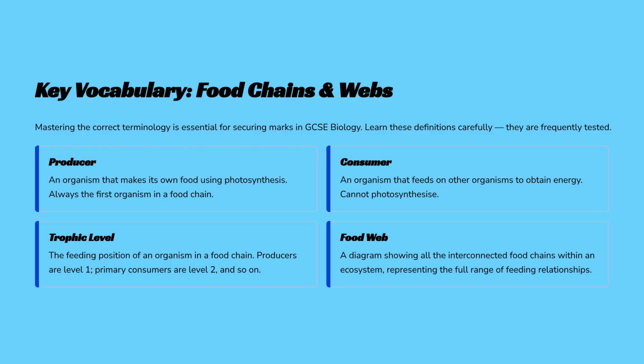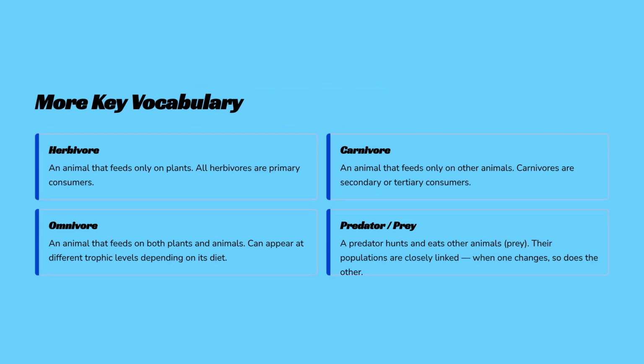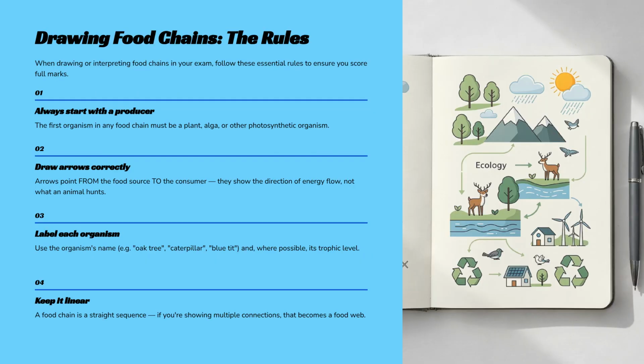Mastering terminology is key for GCSE marks. Remember that a producer makes its own food, a consumer eats others, and the trophic level defines an organism's feeding position. Know the difference between herbivores, which eat plants, carnivores, which eat animals, and omnivores, which eat both. These labels describe an organism's diet. When drawing food chains, start with the producer. Use arrows to show the flow of energy from food source to consumer, and label each organism clearly.